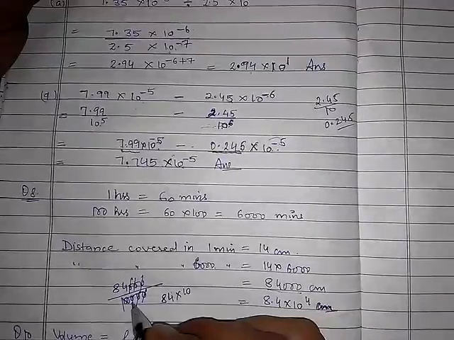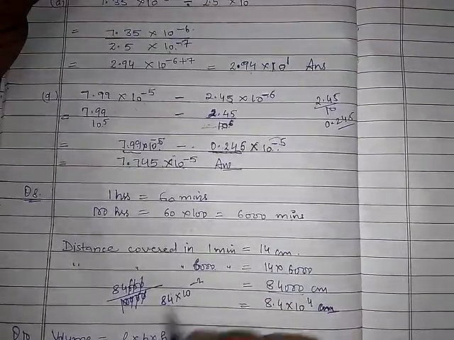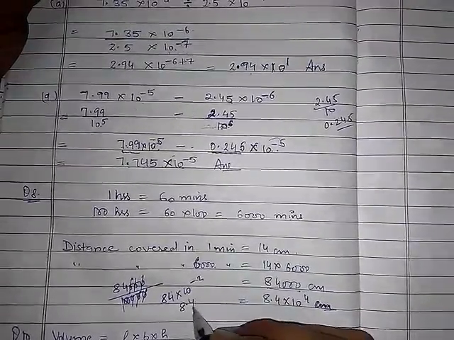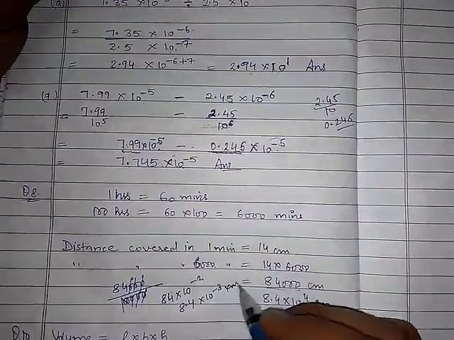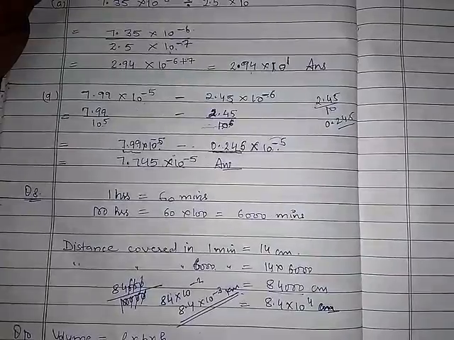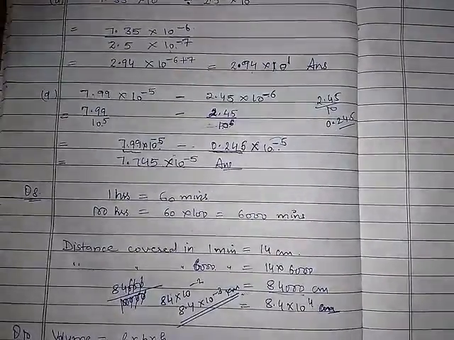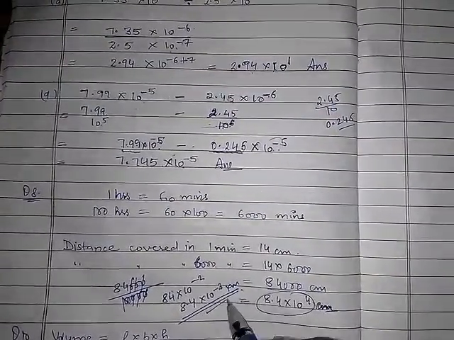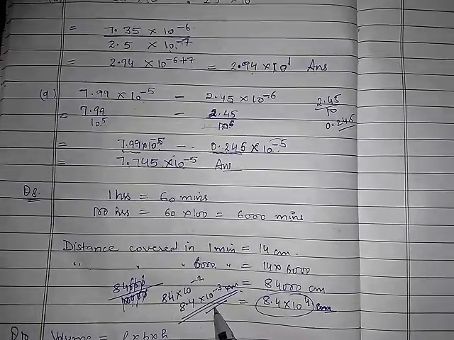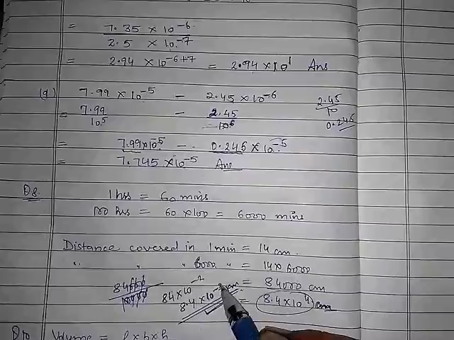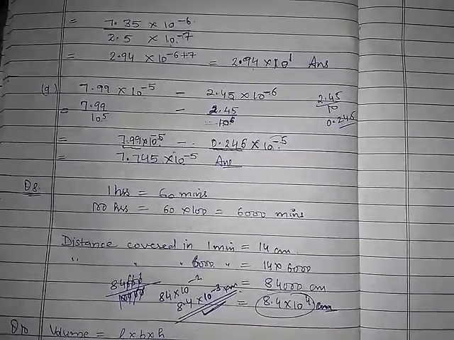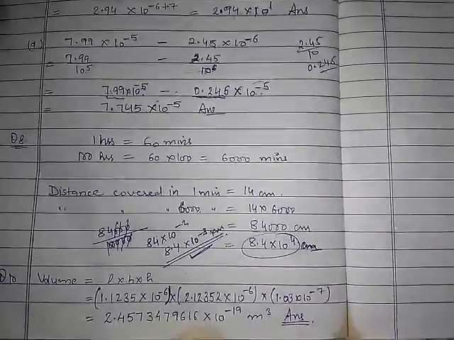84 into 10 raised to the power minus 2. So shift one place more: 8.4 into 10 raised to the power minus 3, and this answer will be in kilometer, right? So instead of writing this answer you can write this, and this is the correct answer. You can match your answer at the back also. Clear? Now question number 9 I am leaving for you people.